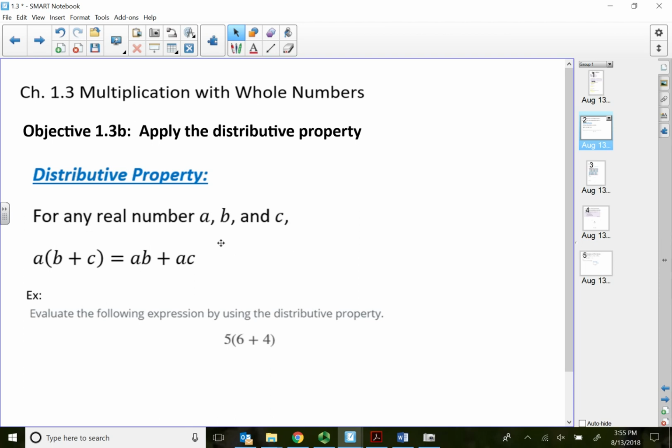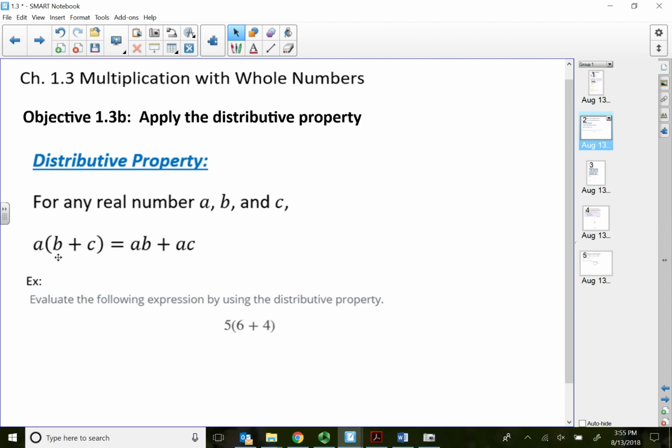So for any real numbers A, B, and C, there can be any one of those three types of real numbers. A times parenthesis B plus C. What I can do is say A times B, which will give me AB, and then I can say A times positive C, which will give me positive AC.